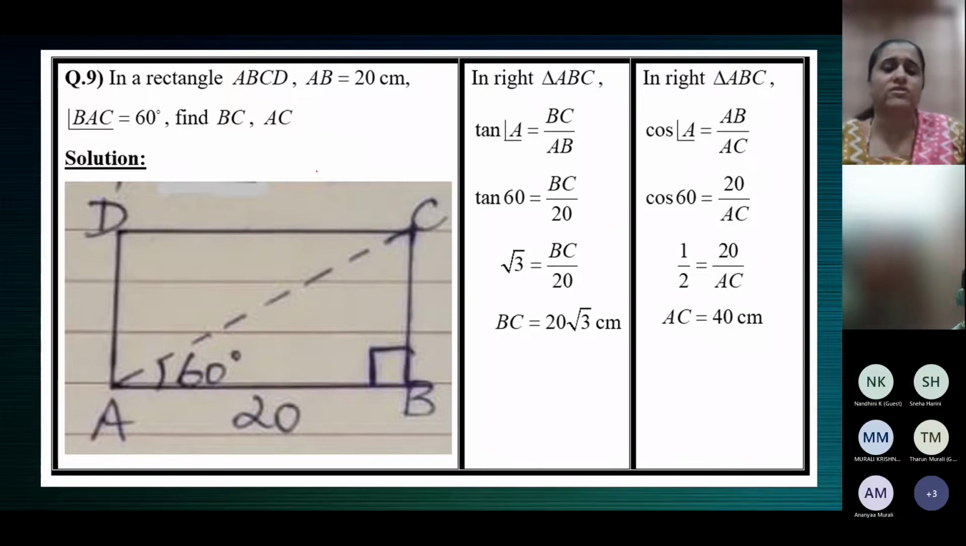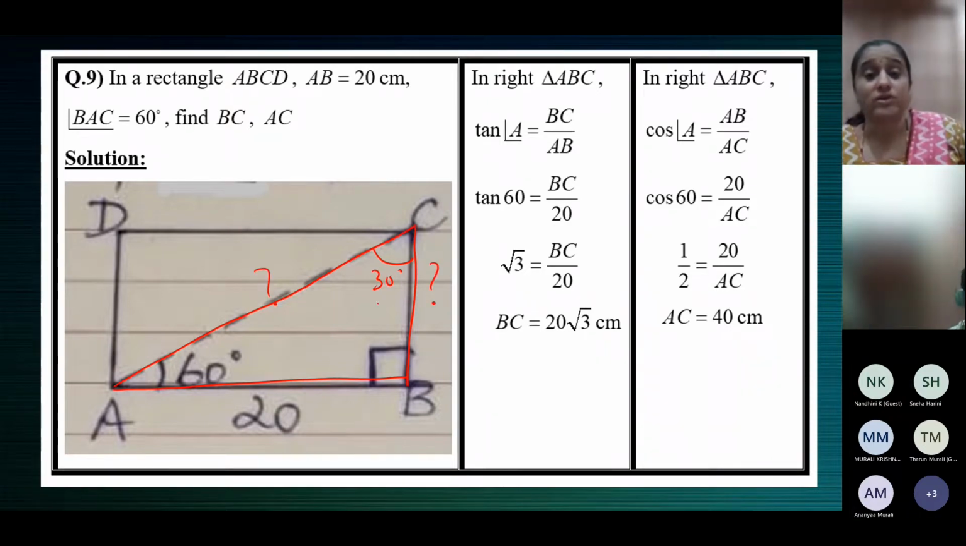Now any triangle has 6 parts, 3 angles and 3 sides. So in this triangle, you can find this angle, 30 degrees. And what about the 3 sides? AB is one side, which is 20 centimeters. BC is another side, and another side is AC. We do not know the lengths of AC and BC, but you can find them using T ratios, that is, trigonometric ratios.